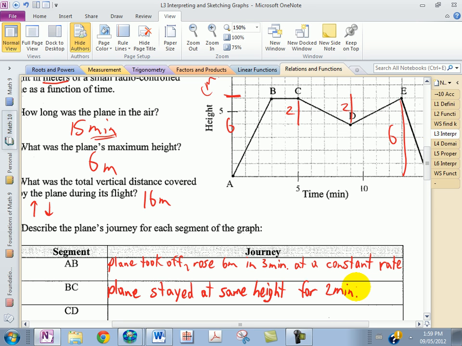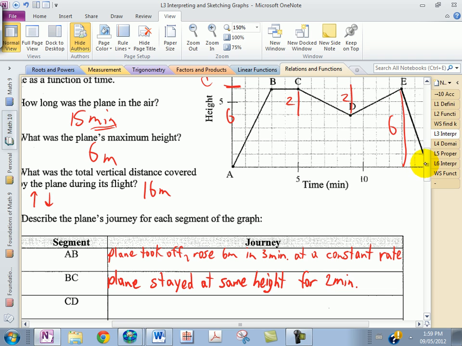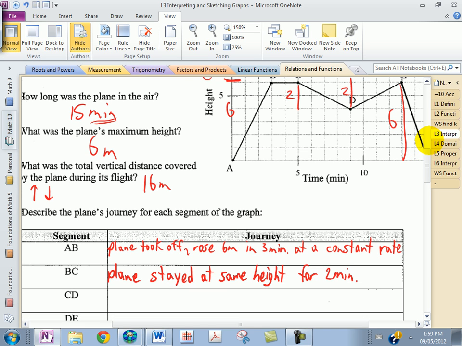Okay, just reading what the graph is telling us. What about from C to D? What happened there? Plane did what? The plane descended down. Oh, good word, right? Descended. That's a good math word. So the plane descended. How far? How long? Write it down. Rochelle, descended what? Yep, 2 meters in how long? Yep, 4 minutes. Perfect.